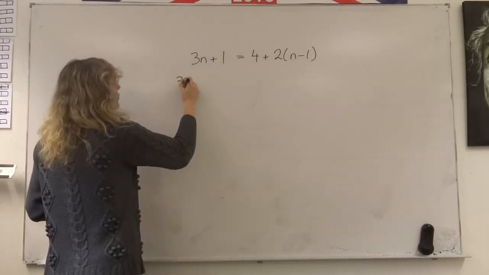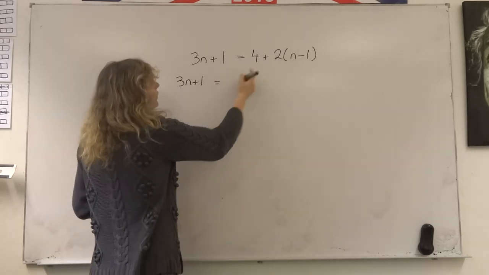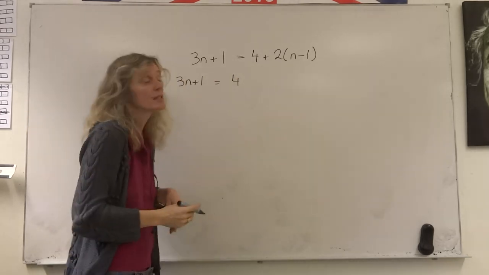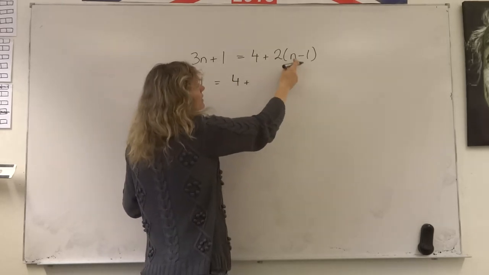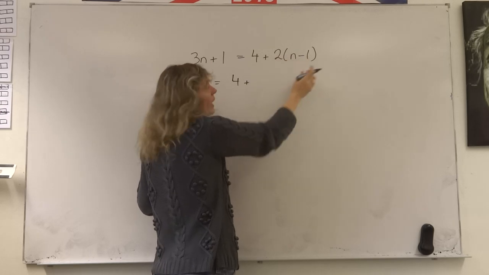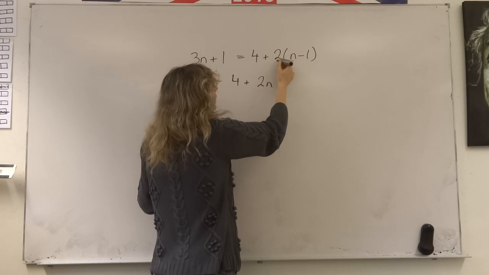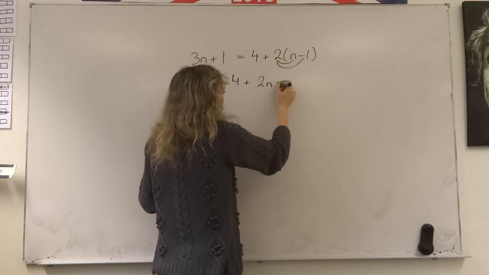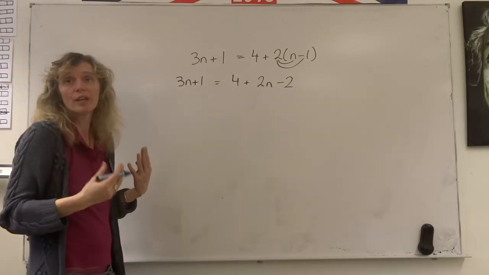We start with doing nothing at all on the left-hand side. Leave it as 3n plus 1. We do nothing with the 4, that's not in the brackets, but we do need to get rid of the brackets here. 2 has to be multiplied by everything inside the brackets. The first thing we do is multiply 2 by n to get 2n. Then we multiply 2 by minus 1 to get minus 2. Now we can start to move things together.